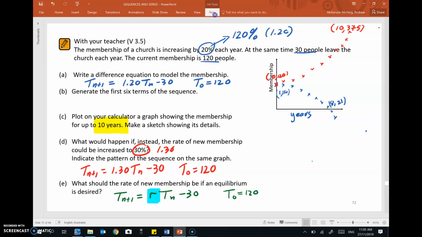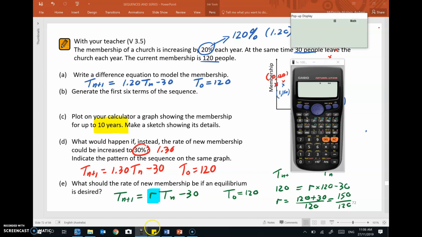So we're going to start with 120. So 120 in this year. So R times 120 people, take 30. Now we also want the next year to be 120 people. So we want our Tn+1 to be the same as our Tn from the previous year. So if we rearrange this, take the 30 over and add it. So 120 plus 30, and then we divide by the 120. That gives us 150 over 120, right?